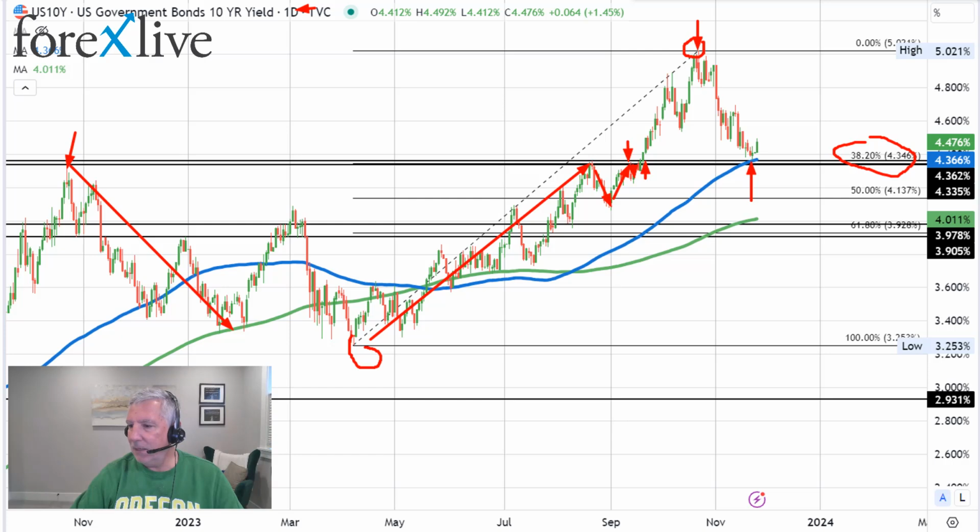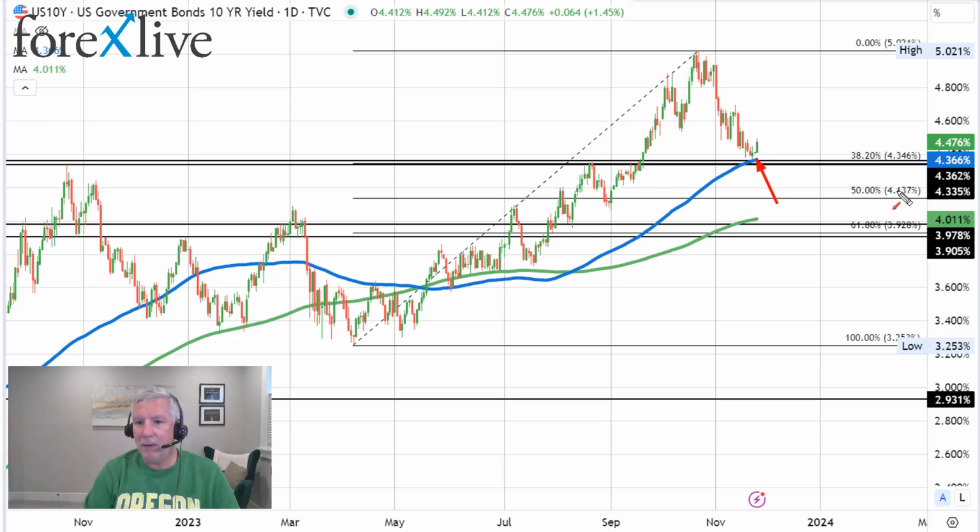And finally, also near that area is the blue line. This blue line represents the 100-day moving average, and so you can add that to the mix of the cluster of support in yields down near the 4.34-ish area. As long as the price remains above that level, then the bias remains more to the upside from a technical perspective. If we do move below that level, however, we could see further momentum to the downside in yields.